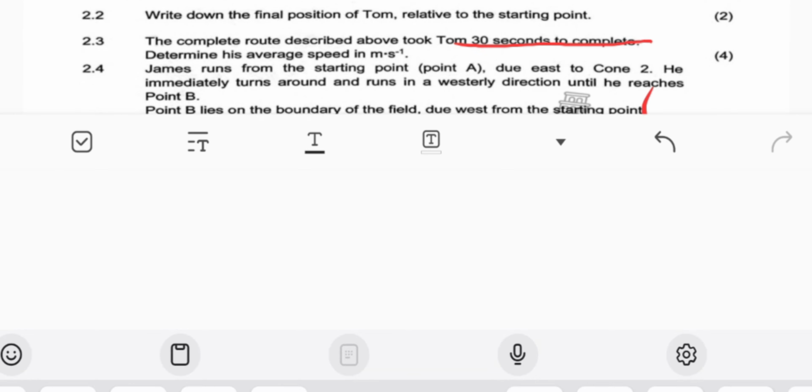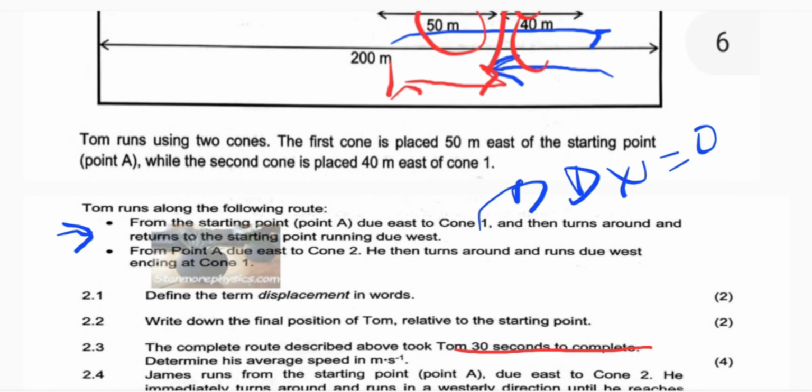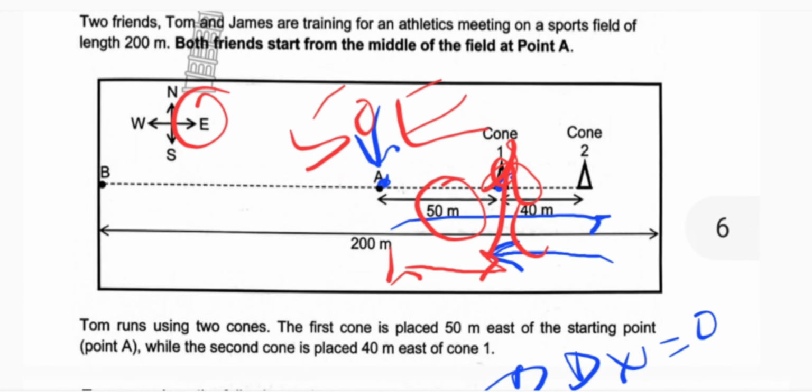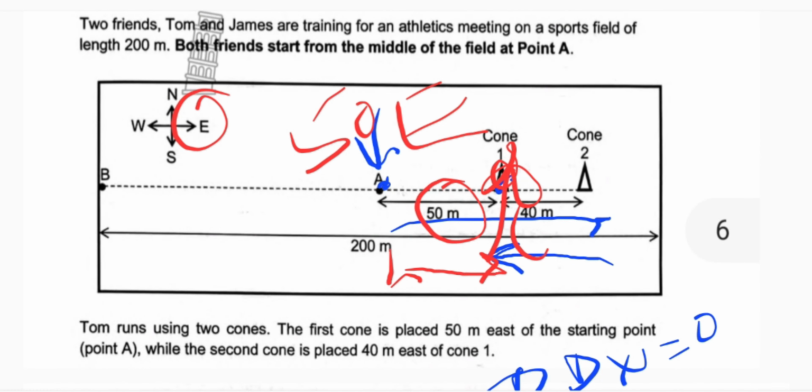So let us explore something here about Tom's motion. We were more interested in the displacement here. We said the displacement is 0, but now the question wants the distance as well. They say from starting point A, due east to cone 1, and then he turns around and returns to the starting point running due west. Remember, Tom started at the initial point A.